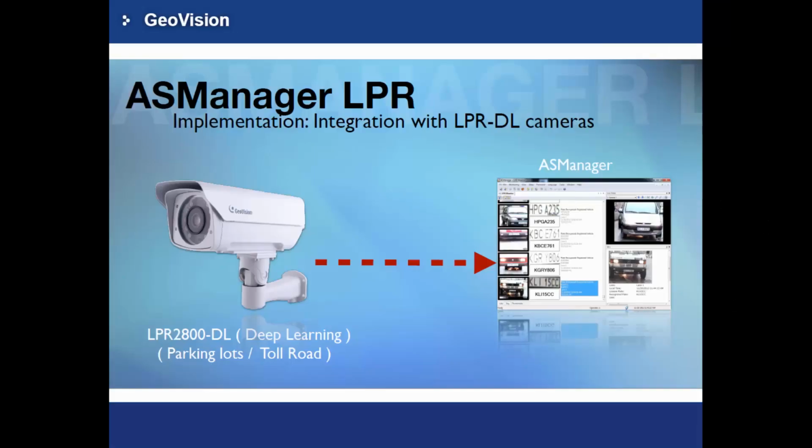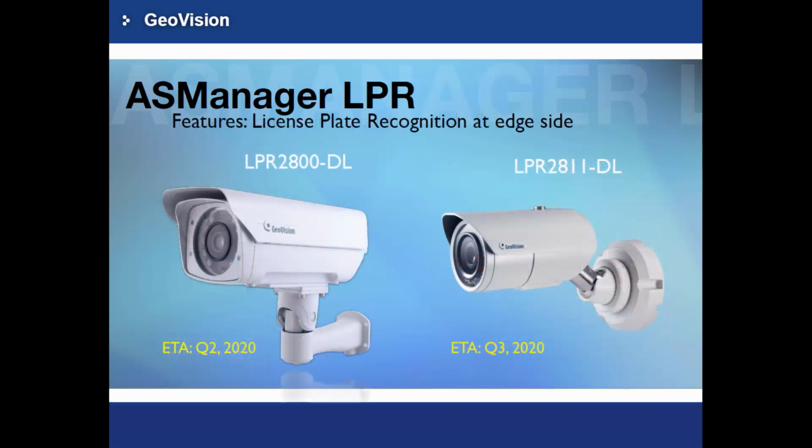Finally, here is a new model with LPR deep learning. Let me take a deep introduction for this model. Here are the models we will release in 2020. One is LPR 2008DL, which is a varifocal camera, and another is LPR 2008-11DL, which is a motorized camera. More spec detail, please have a check on our website datasheet after these models be released.